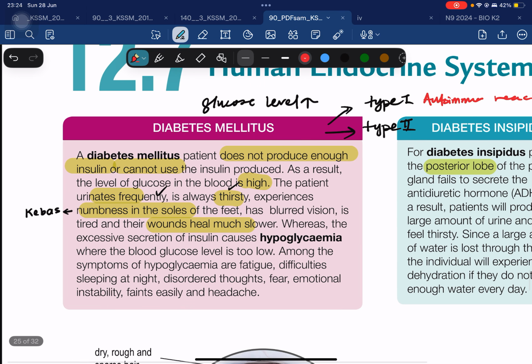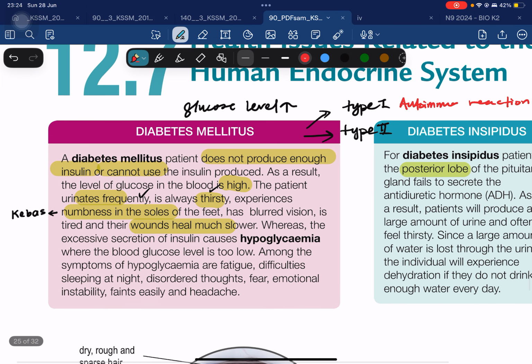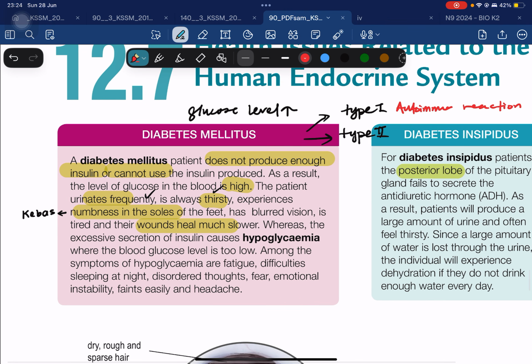So now we go through, just as I mentioned, the condition of an insufficient amount of insulin. Now we go through when your body produces an excessive amount of insulin. When the body produces an excessive amount of insulin, it will cause a condition which is hypoglycemia.